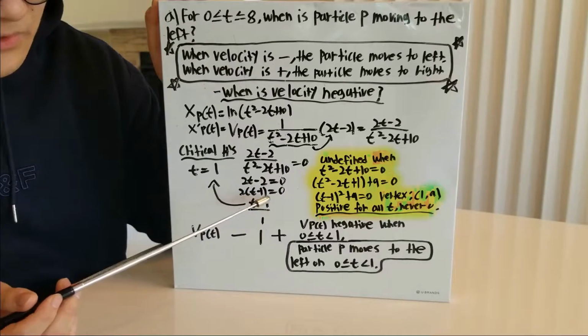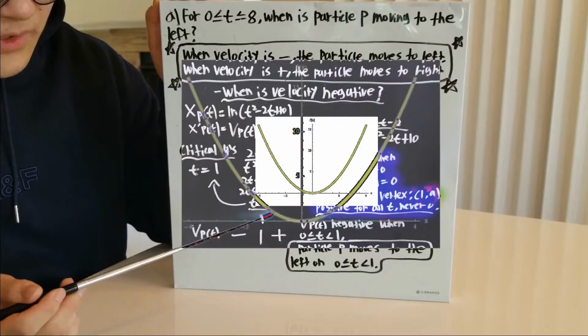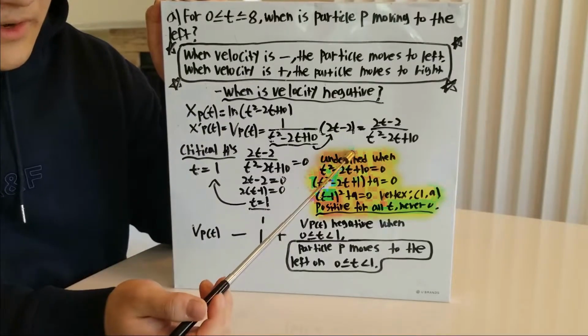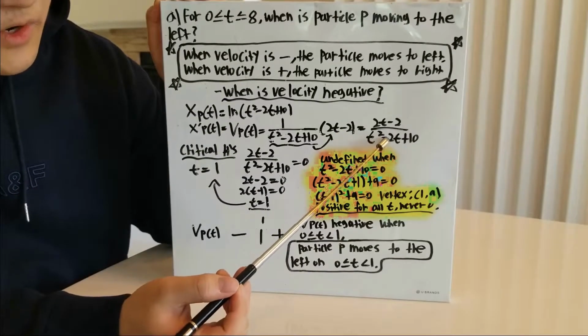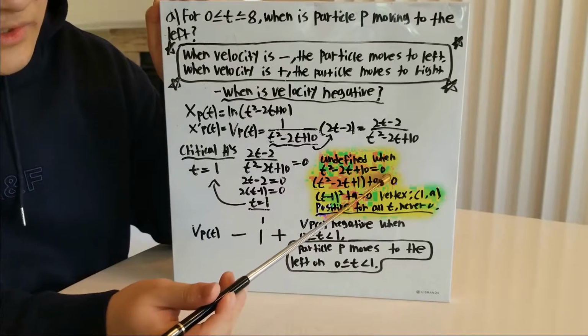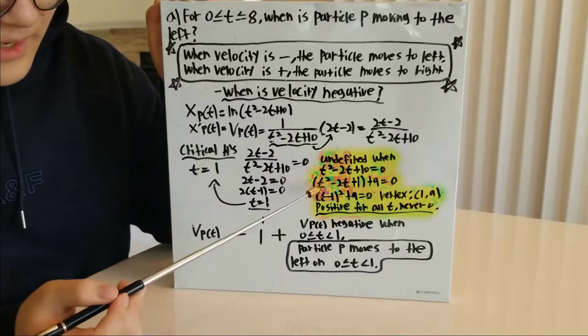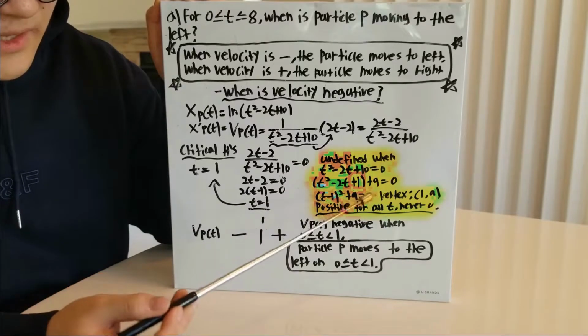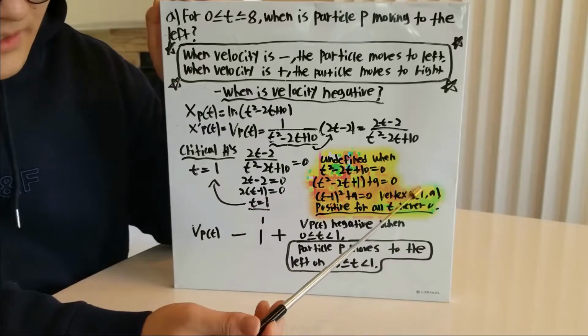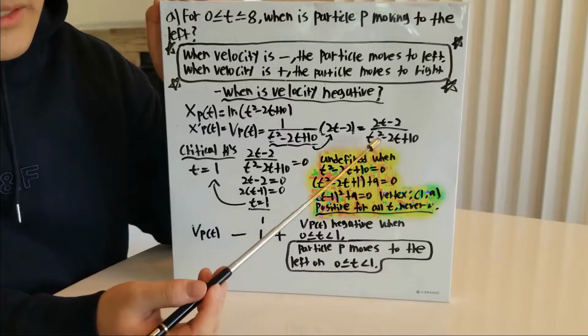And since this function is facing upwards, this also implies that this function never touches the x-axis. So this function is always positive for all t and never 0. So we don't have to worry about when this function is undefined. And so now we know that the critical point is when t equals 1.